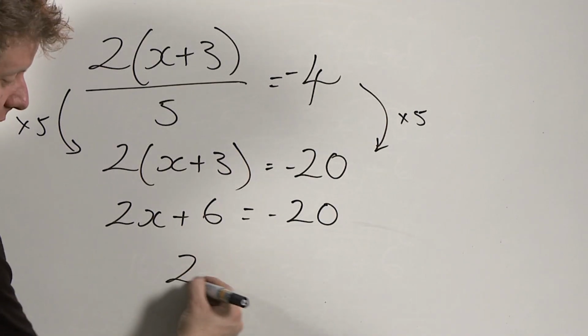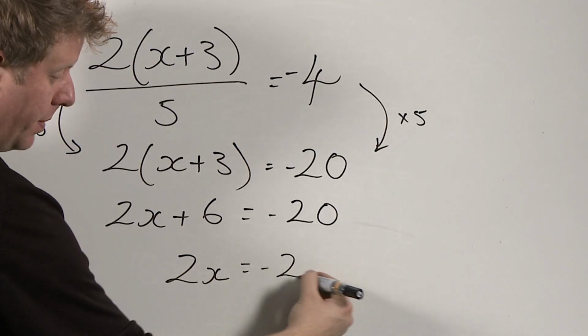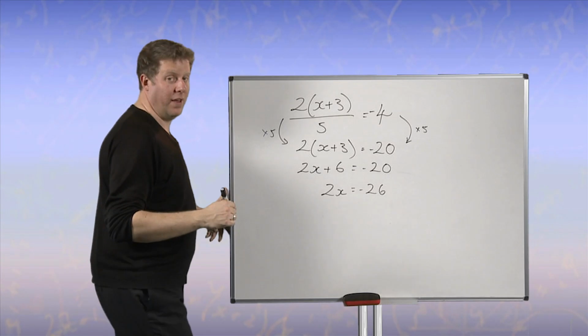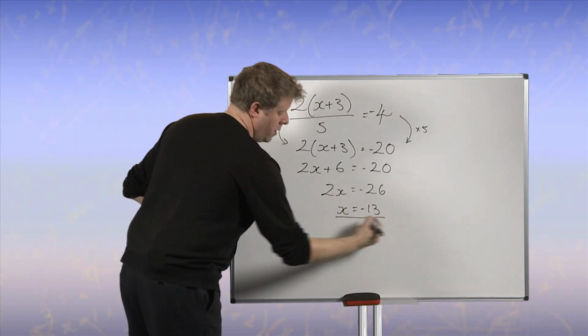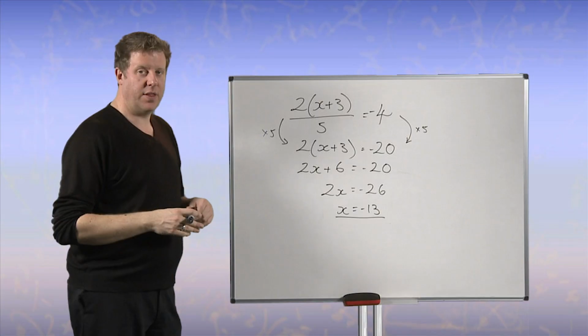So 2x therefore will be minus 26. So therefore our final answer, x, will be equal to minus 13. So let's have a look at another question that involves an algebraic fraction and a bracket.